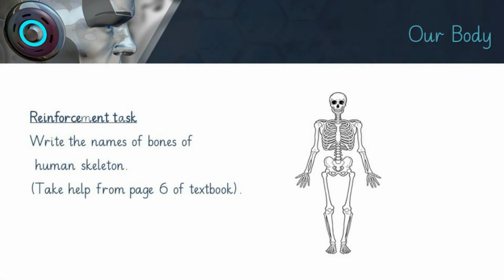Now this is the time for the enforcement task. Write the names of bones of the human skeleton. You can take help from page number 6 of your textbook and the given details so far in relevance to the human skeleton. I hope children that you will revise all of the main points discussed so far that have been explained for bones as well as skeleton.